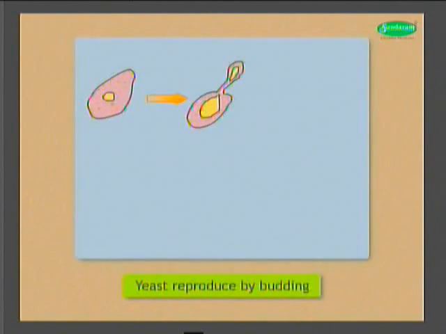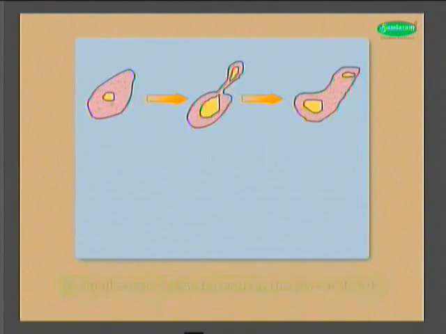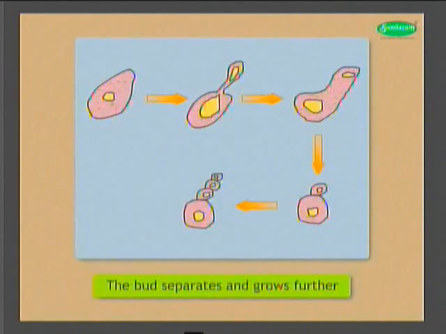Budding. Yeast reproduce by budding, in which a small outgrowth is formed on the parental cell. The nucleus of the parental cell divides and one daughter nucleus migrates into the bud. The bud increases in size, separates, and grows further.